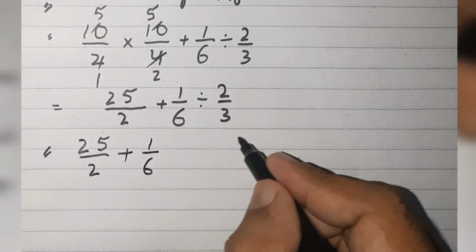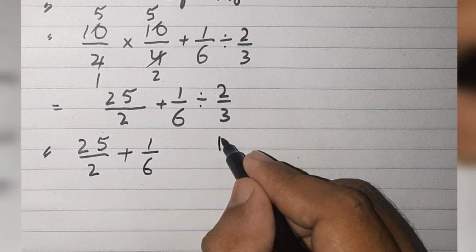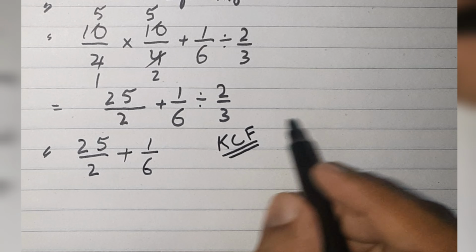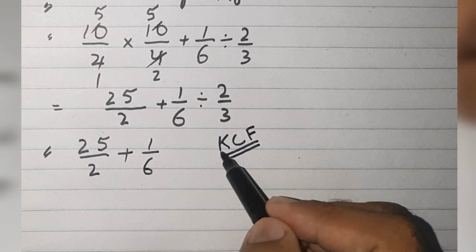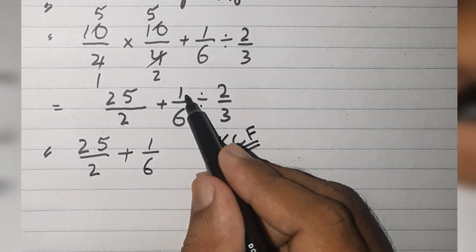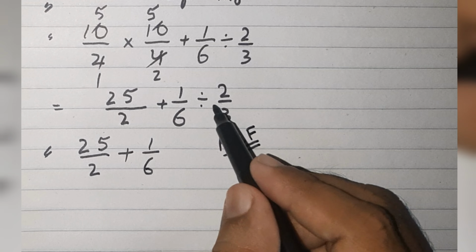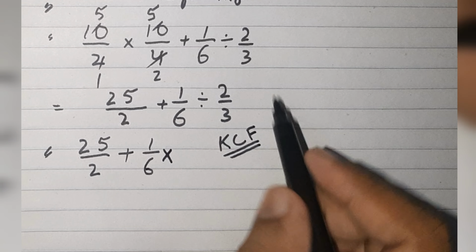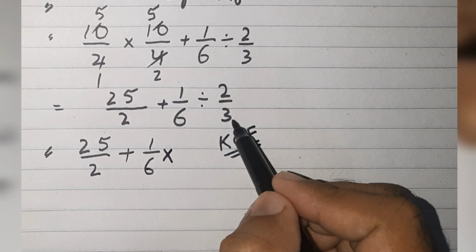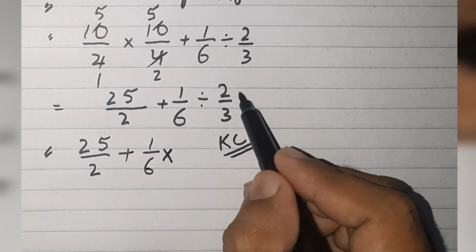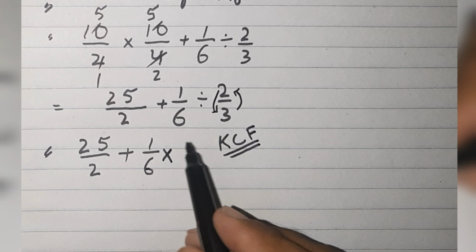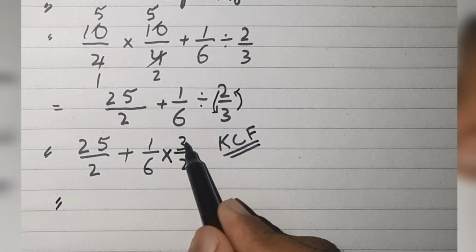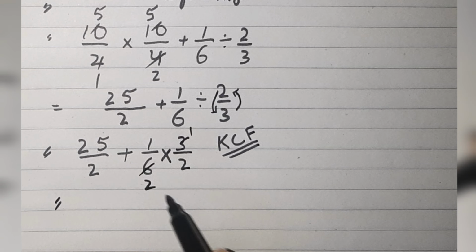Here we apply a rule which is called KCF. According to KCF, K stands for keep, means the first fraction remains the same. Then C for change, means division converts into multiplication, and F means flip the fraction. Here numerator and denominator change position with each other. So we write here 3 over 2. Now 3 and 6 cancel each other, giving 1, and here is 2.